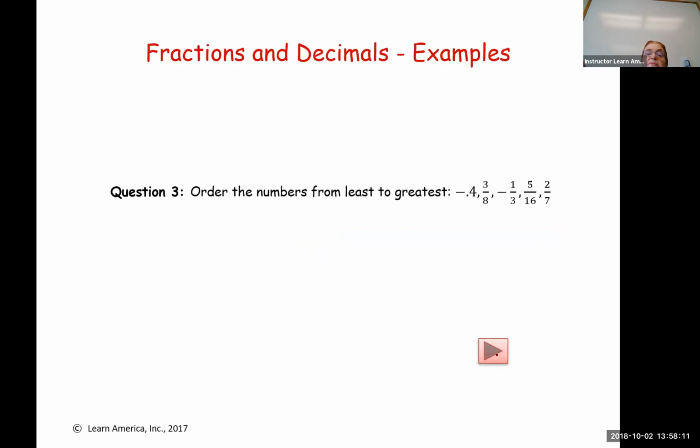Let's say we want to put these numbers in order from least to greatest. Now remember that when you're dealing with the number line, going from least to greatest always works from left to right. So what you need to do is put these numbers on the number line in the correct order and then see where they fall in relation to each other.